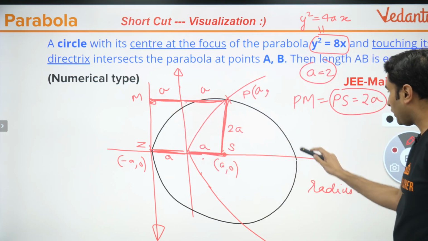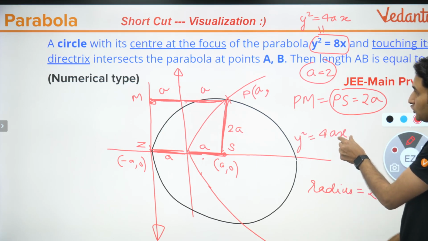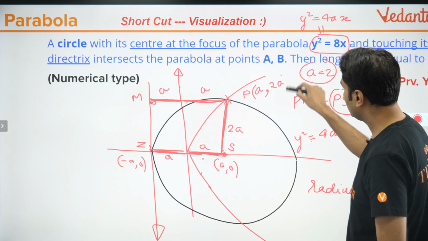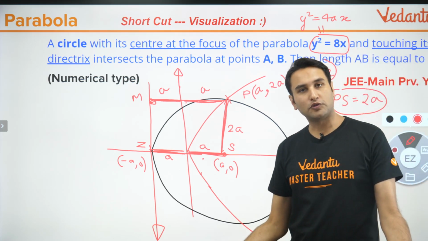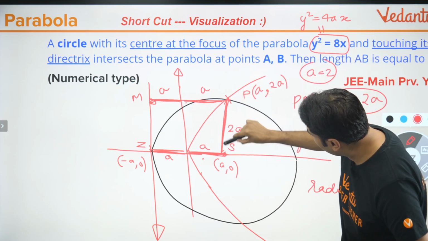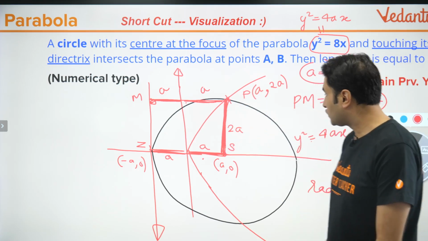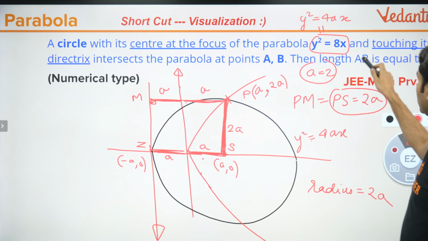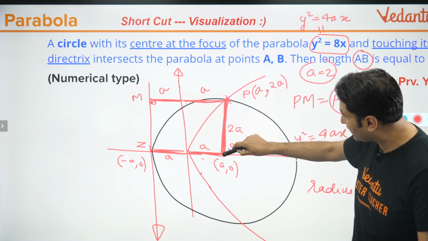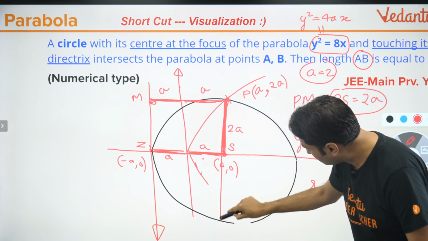So any point on y square is equal to 4ax where x is a. So what will y be? y will be 2a. Wow! Problem solved. So actually, this point P is exactly above the focus. Now what will the length of AB be? This point is vertically above the focus and the other point is vertically below the focus.